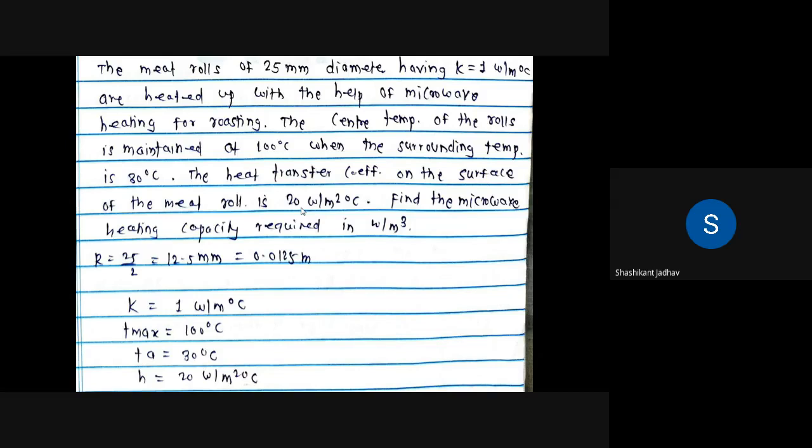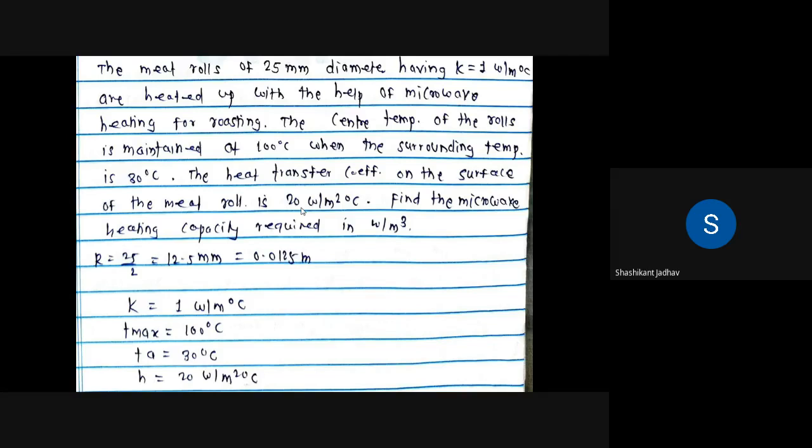Okay, the meat rolls of 25 mm diameter. So diameter is given, which means we have to calculate the radius. So r is equal to 25 by 2, that is 12.5 mm. We have to convert that mm into meter, so 0.0125 meter. Then K is given. So what is the value of K? K is equal to 1 watt per meter degree Celsius.